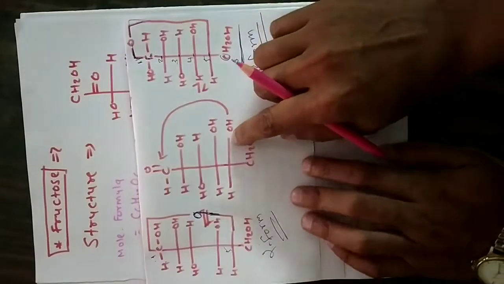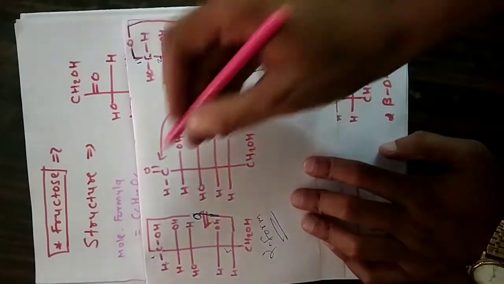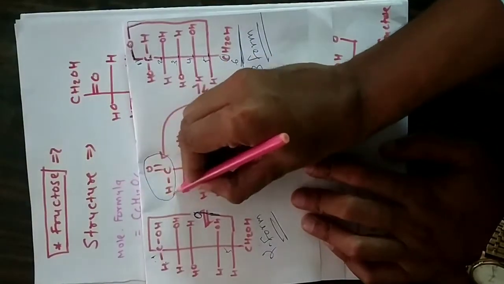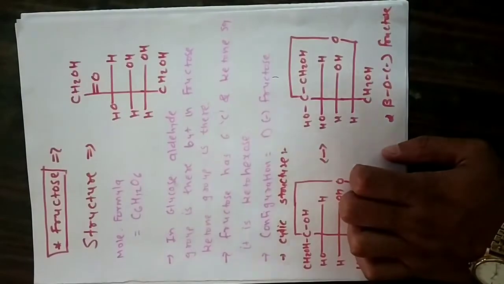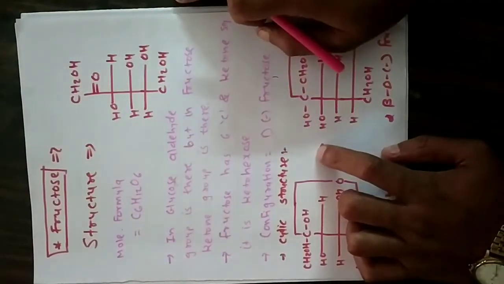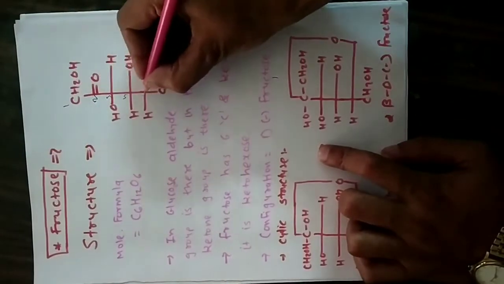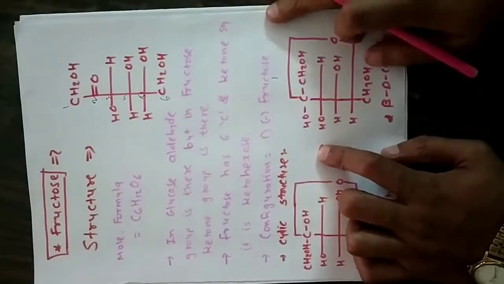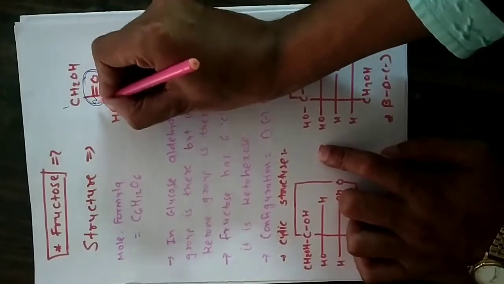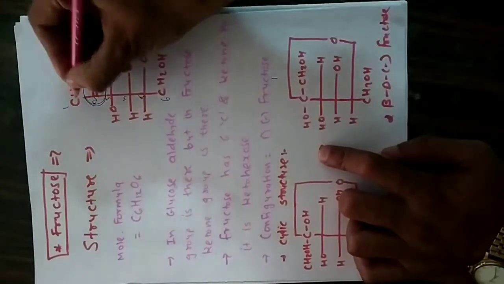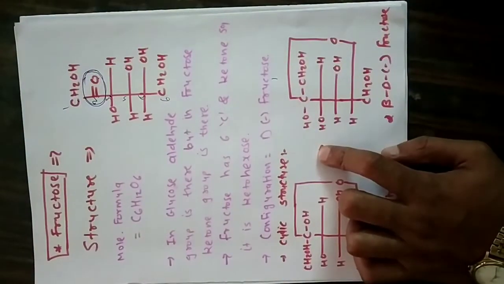You can see this structure, the middle structure, is the linear structure of glucose. In that, this one is our aldehyde group. Now, in the structure of fructose, the total number of carbons you can calculate: 1, 2, 3, 4, 5, 6. They are the same. Here the functional group is different. C double bond O, then carbon, and here also carbon, means it is a ketone group.